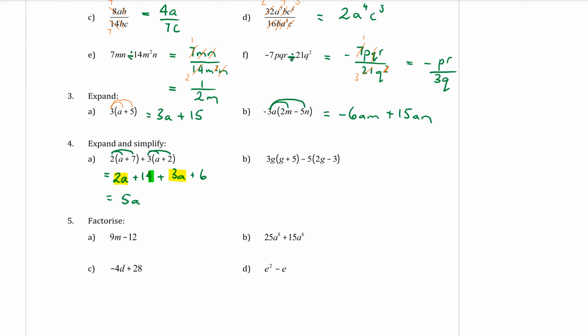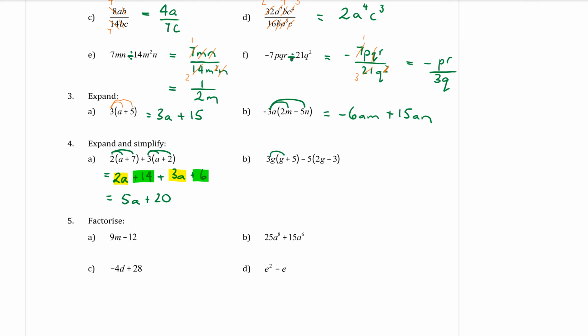Also, 14 plus 6 makes 20, so a positive 20. Part B of this is the one that has the minus sign in between. This is the one that often tricks more people. So let's expand the first bracket.